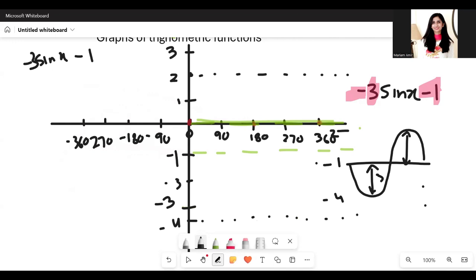And the central line. And also I'm going to project these points here. So 90 is here, 180 is projected here, 270, 360. Okay, so now an upside down graph.